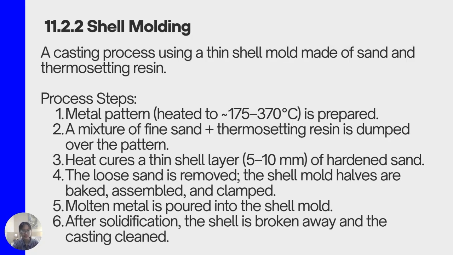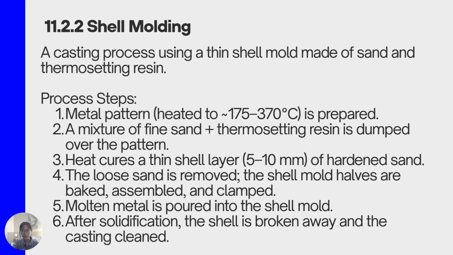This method gives excellent surface finish, high dimensional accuracy, and requires less sand than conventional sand casting. It's ideal for small to medium castings and well suited for mass production. Common examples include gear housings, connecting rods, and valve bodies made from both ferrous and non-ferrous metals. Although the tooling cost is higher, the process is efficient, clean, and capable of producing consistent, high-quality parts for automotive and industrial applications.